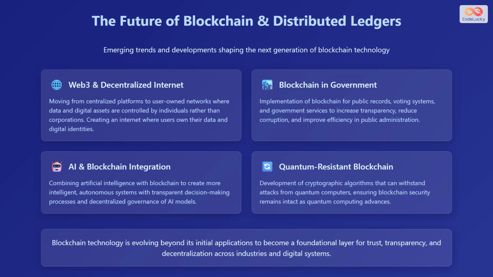The integration of artificial intelligence and blockchain can create more intelligent, autonomous systems with transparent decision-making processes and decentralized governance of artificial intelligence models. Finally, the development of quantum-resistant blockchain technologies, including cryptographic algorithms that can withstand attacks from quantum computers, will ensure the security of blockchains as quantum computing advances. In conclusion, blockchain technology is evolving beyond its initial applications to become a foundational layer for trust, transparency, and decentralization across industries and digital systems.